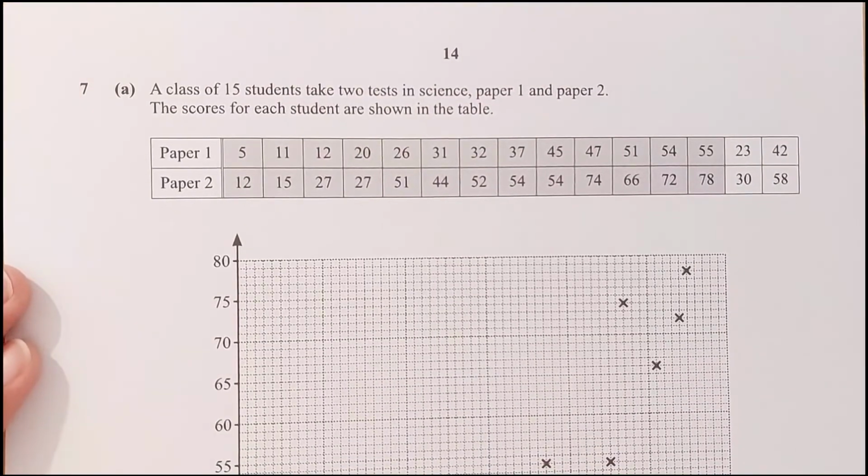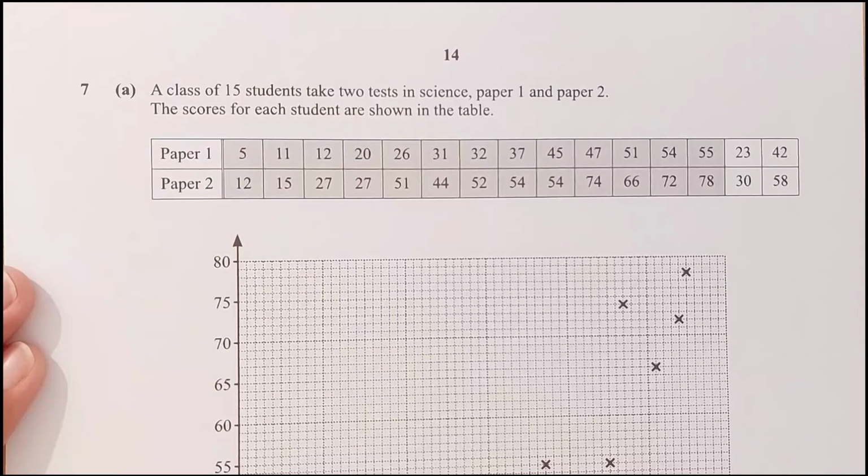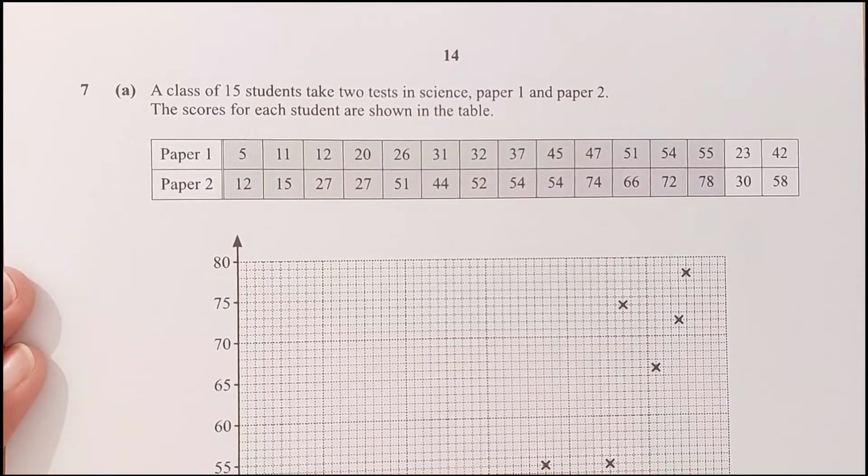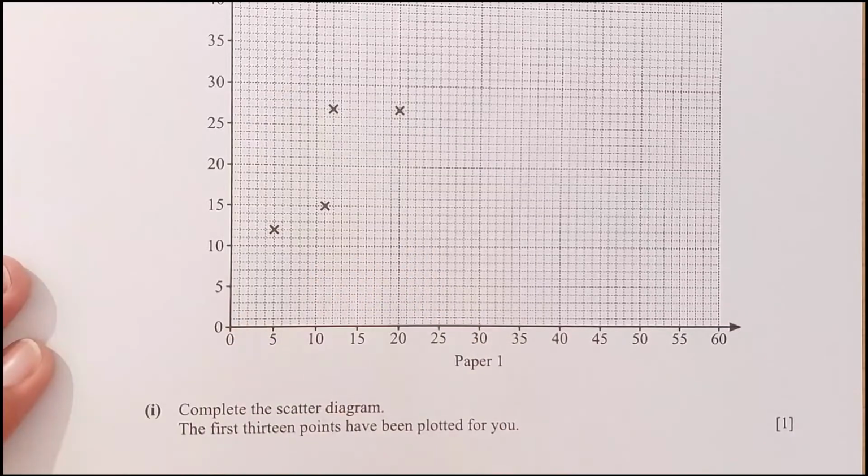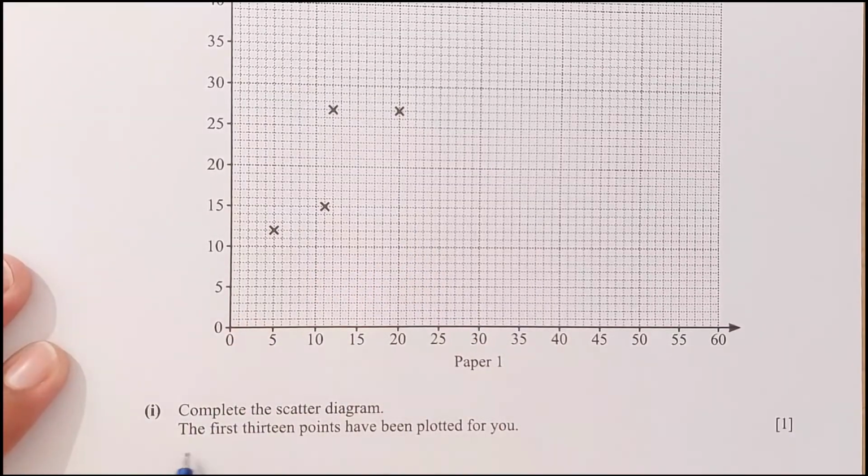Question number 7, part A. A class of 15 students take 2 tests in science, paper 1 and paper 2. The scores for each student are shown in the table. Now for the first part, complete the scatter diagram. The first 13 points have been plotted for you.